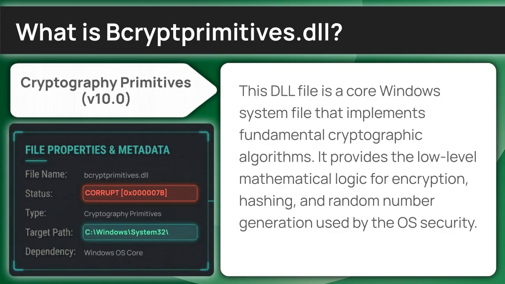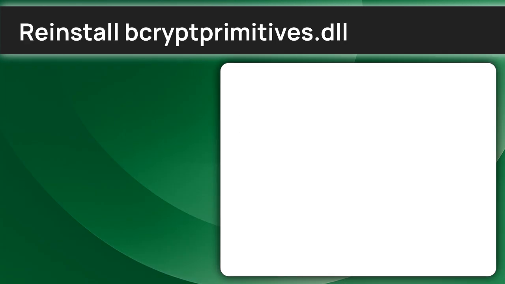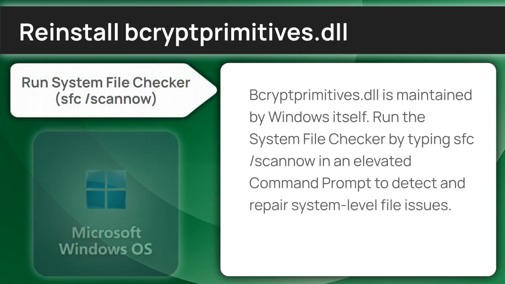With that context in mind, our first logical step is a clean reinstallation. This error indicates a corrupted or missing Windows system file. Open Command Prompt as an administrator and run sfc /scannow to restore core components, including the Bcryptprimitives.dll.